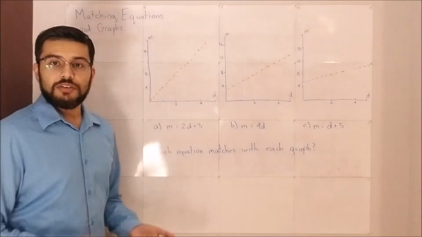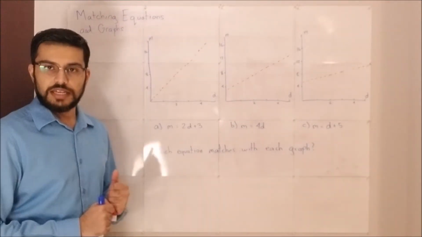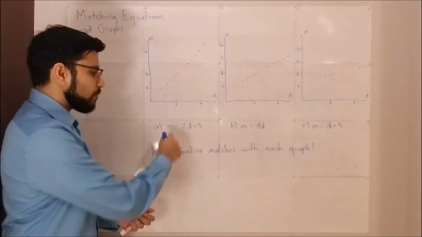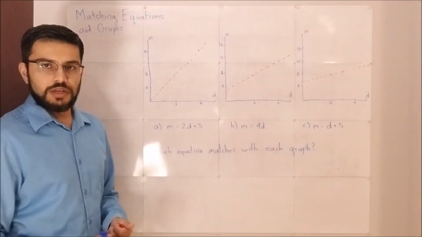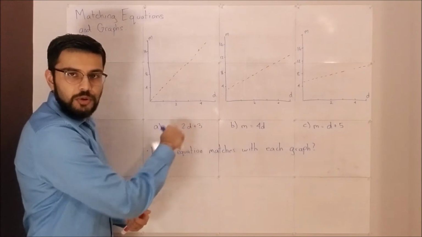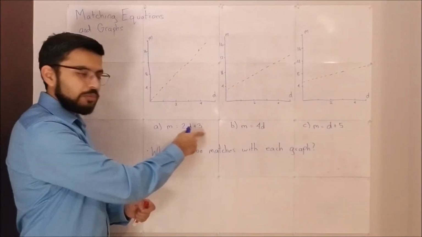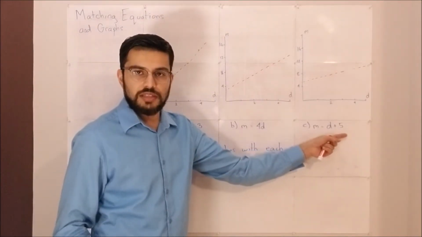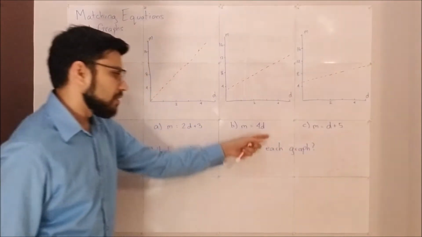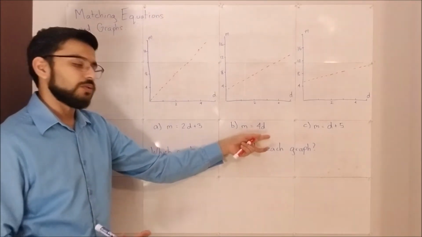Okay, so once you have your equation set up where your vertical axis, that variable is isolated, is by itself, then we can look at our equation. There's going to be two parts to the equation. There's going to be your other variable, and then there's going to be a number by itself. In this example, the number by itself is 3. In this example, the number by itself is 5. And in this example, you don't see it. If you don't see it, the number by itself is 0.